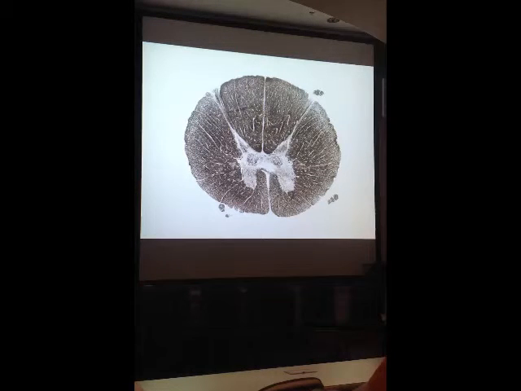Now, another unique nucleus at this level in the thoracic spinal cord is this really big nucleus here. It looks kind of rounded to me here. It's another nucleus of lamina 7, and this is Clark's nucleus, or nucleus dorsalis.